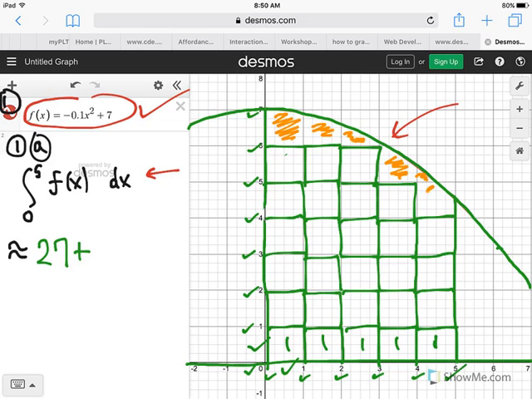And it's a little bit less than 4, maybe like 3.75. So plus 3.75 for the part that I shaded in gold. So this is going to be approximately equal to 27 plus 3 is 30, about 30.75. That would be the approximate value of the definite integral for part A.